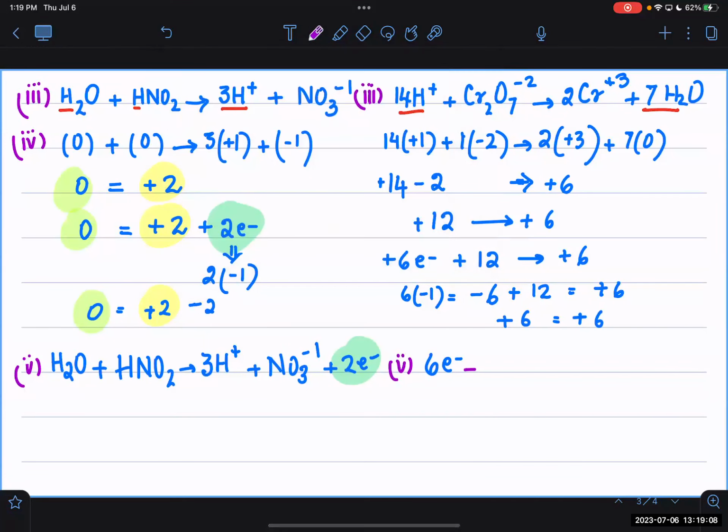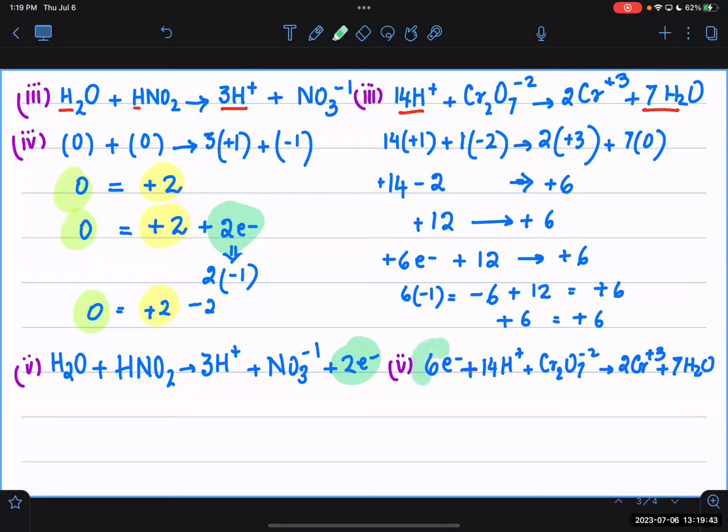6 electrons plus, copy the rest of the stuff, plus 14 hydrogen ion plus 1 charge plus Cr2O7 2- gives you 2 Cr 3+ plus 7 H2O. Clear, guys? So what do we see here? Okay, now we have something here.